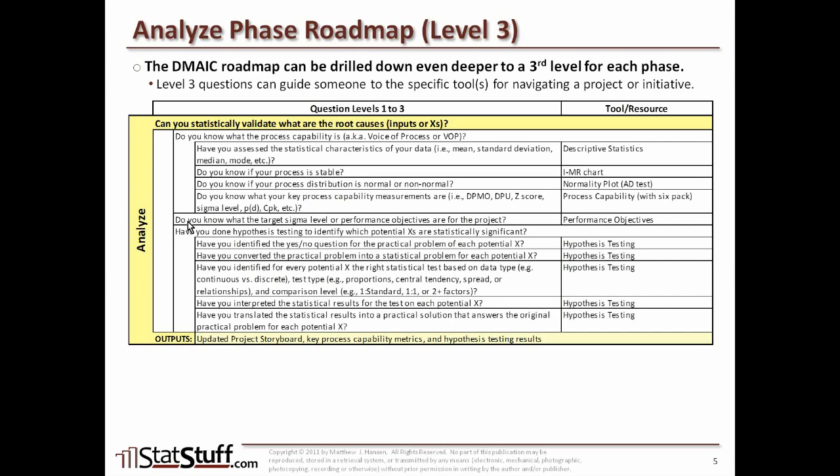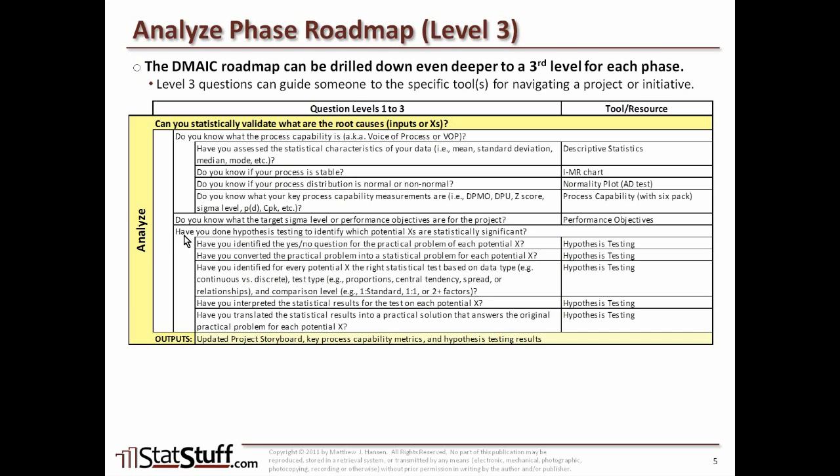The next second level question, though, we want to ask ourselves is, do you know what the target sigma level or the performance objectives are for the project? Well, now that you know the process capability, you'll be able to compare that to the voice of the customer, the VOC, and be able to figure out what are your performance objectives that you need to set for the project.